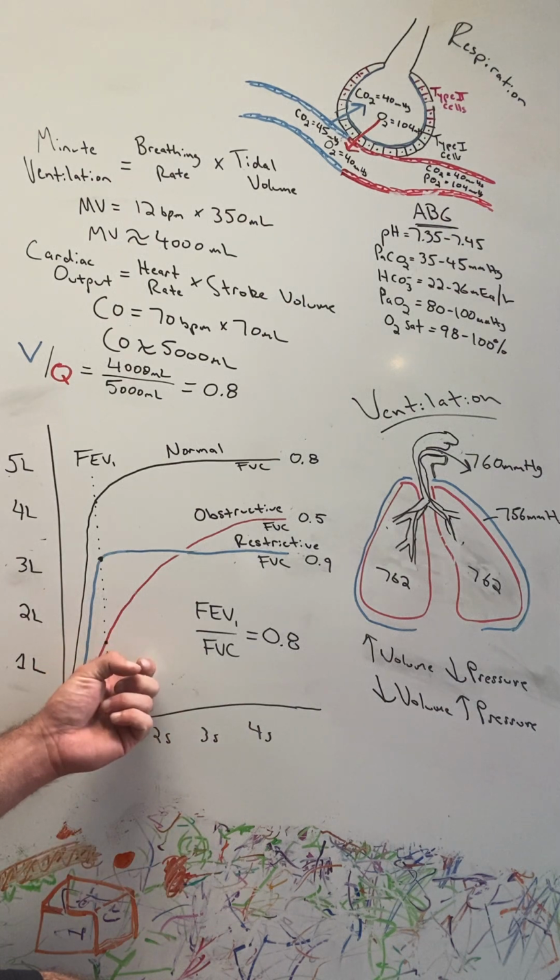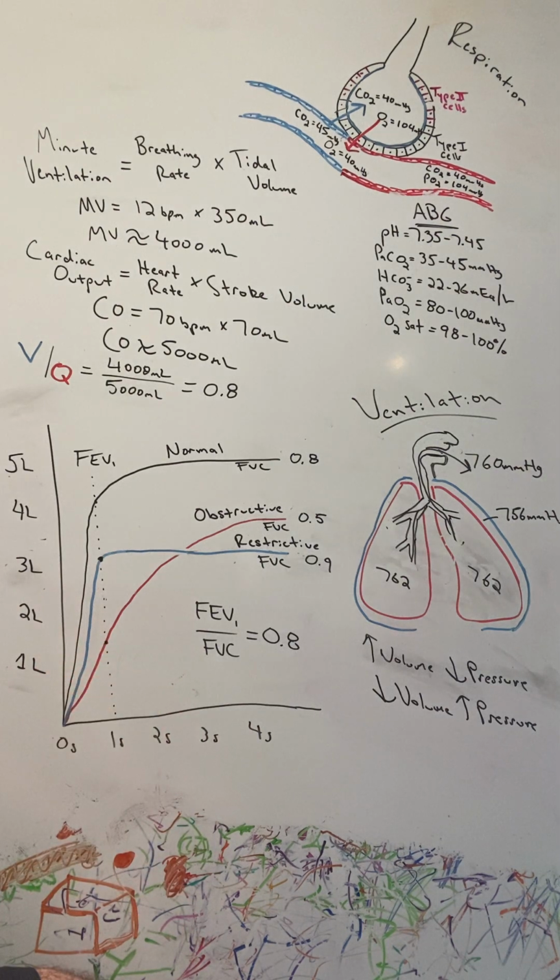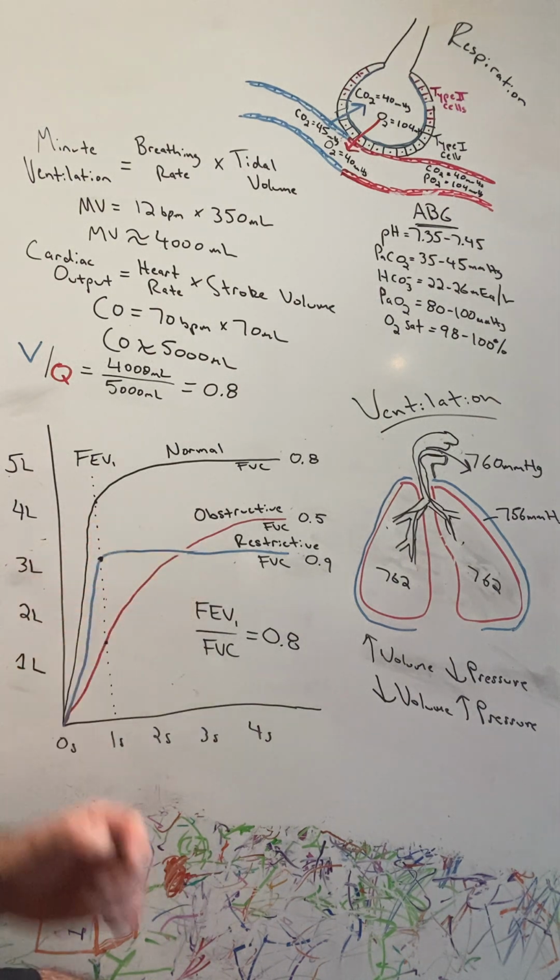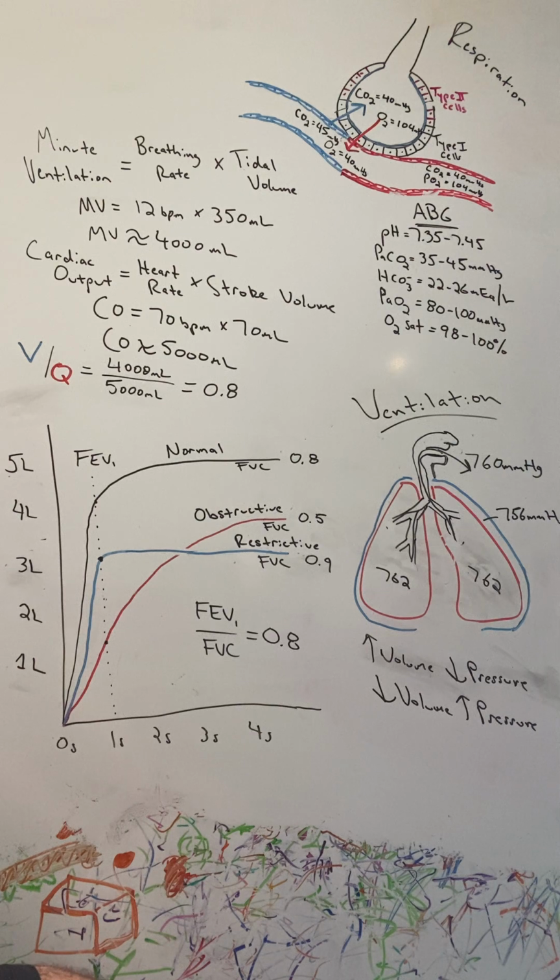But I want to look more at this. So this is the difference between a normal spirogram compared to an obstructive lung disease and a restrictive lung disease. So we all know the basic tidal volume, inspiratory capacity, expiratory capacity, and then our vital capacities are tidal volume with the addition of forced inspiratory and forced expiratory capacity.